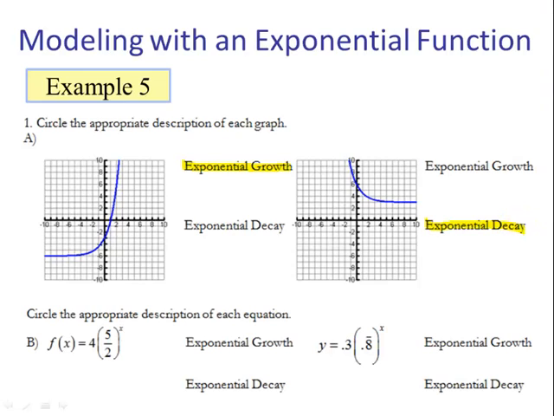B. f of x equals 4 times 5 over 2 to the x power. a is 4, b is 5 over 2, so 5 over 2 is 2.5, which is larger than 1. This is an exponential growth. Next we have y equals 0.3 times 0.8 repeating to the x power. The base is 0.8 repeating, that's less than 1, therefore this is an exponential decay.